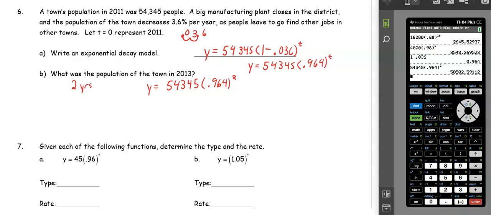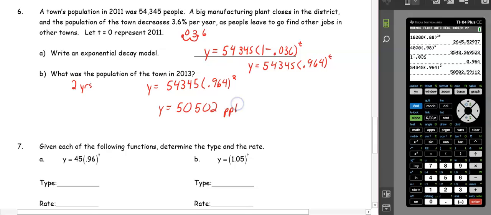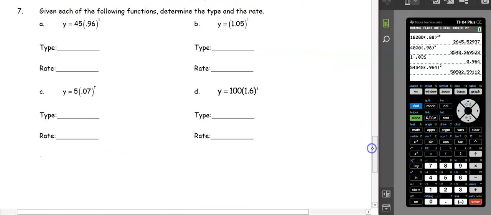So that's going to round, and because we're doing people, remember we're rounding to the whole number, so we're just going to cut off our decimal because we can't round up for people here. So we have 50,502 people. The last thing we're going to look at is if the function is a decay or growth, and what is the rate. So if it is a growth, that means it's going to be greater than 1 in the parentheses. So growth is going to be greater than 1, and decay is going to be less than 1 in the parentheses.